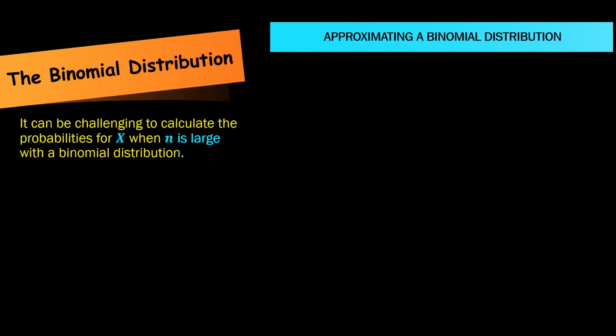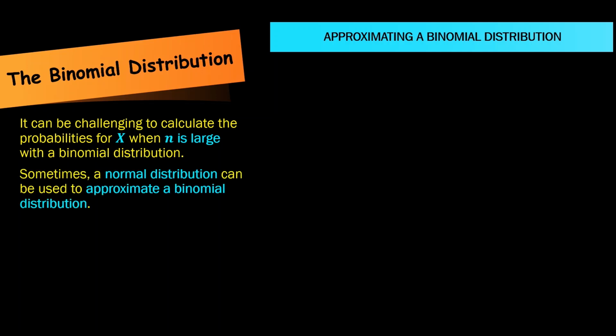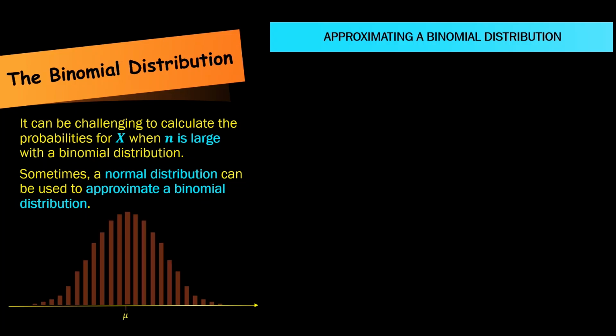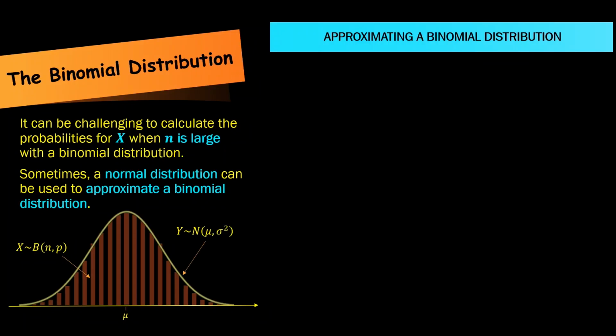It can be challenging to calculate the probabilities for x when n is large with a binomial distribution. Sometimes a normal distribution can be used to approximate a binomial distribution. So let's take a look at this example. Here we have x distributed binomially with number of trials n and the probability of a success p. Notice that this follows the shape of a normal distribution, and we can indeed superimpose upon it a smooth normal distribution curve. This is represented by the variable y distributed normally with mean mu and variance sigma squared.